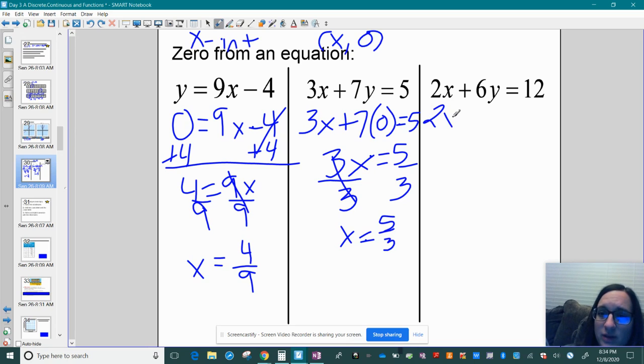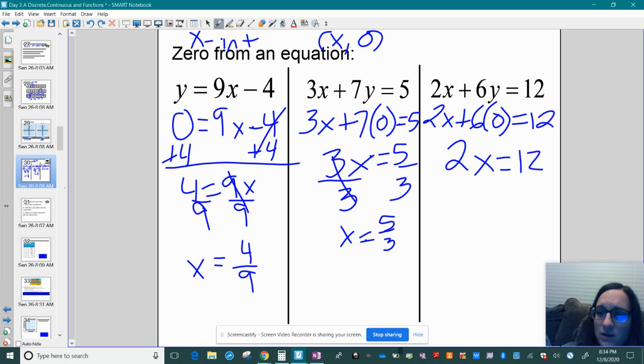And same thing here. We have our 2x plus 6 times 0. Whoa. 6 times 0 is 0. Again, that whole term cancels out and is gone because 2x plus 0 is still 2x. Ooh, we can divide by 2. Ooh, that leaves us with a beautiful 6.